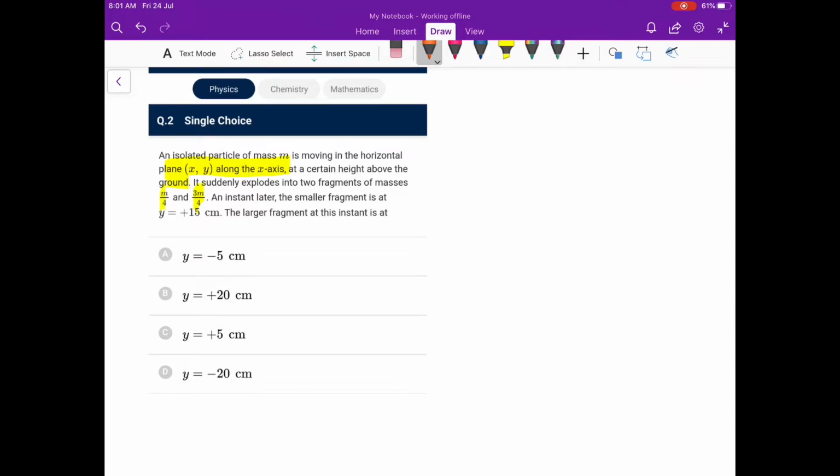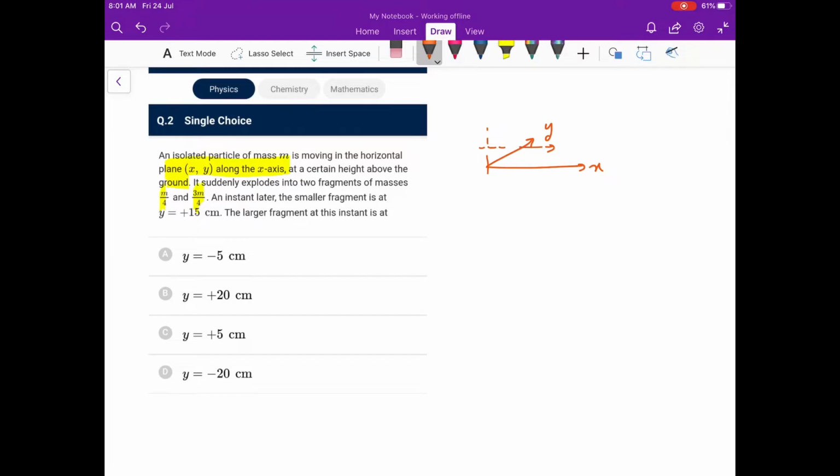So what it means, basically it wants to say it was moving along the x-axis. So let's say this is the horizontal plane xy. So it is moving along the x-axis at a certain height above the ground. So it is going like this. It is going like this.